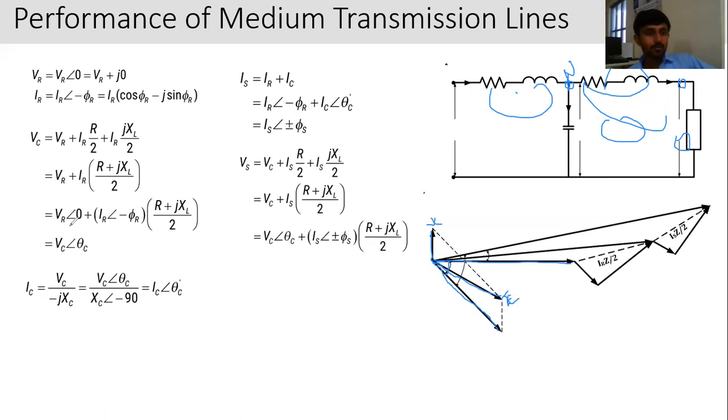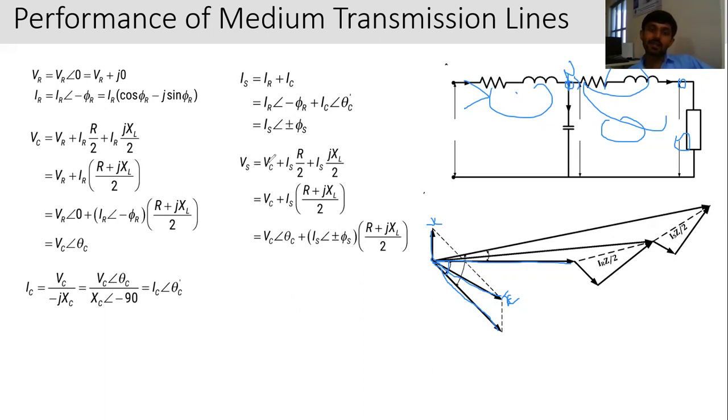Now we have VC and we also find IC from VC divided by jXC. So we already have IR. And what is IS? This is the IS. IS is equal to IR plus IC. We already know IR, and we add IC to it. So we can directly find it.